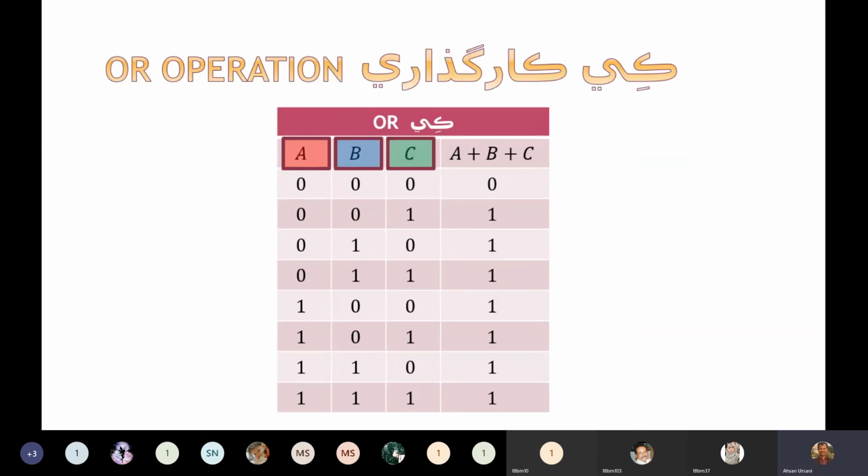This is the truth table of OR operation with three operands. The special thing to keep in mind is that OR operation is always performed on two operands. So first OR operation is performed between A and B. 0 or 0 is 0, 0 or 0 is 0, and the result 0 we OR with this 0. 0 or 0 is 0, so the total result is 0.